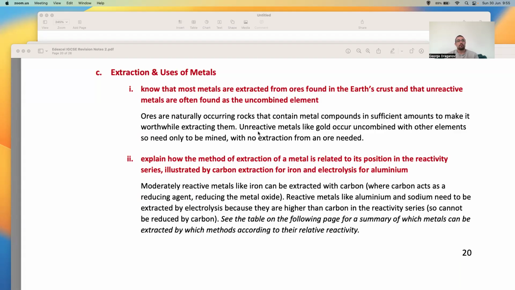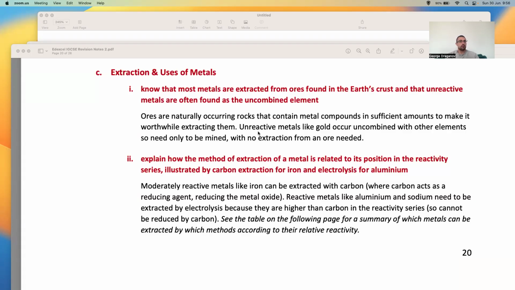A metal ore is a mineral or rock that contains enough of the metal to make it economically viable to extract the metal. So what that means is if I find a rock that contains 1% metal and I have to put loads of energy in to get the metal out, why would I bother? So it needs to be economically viable.